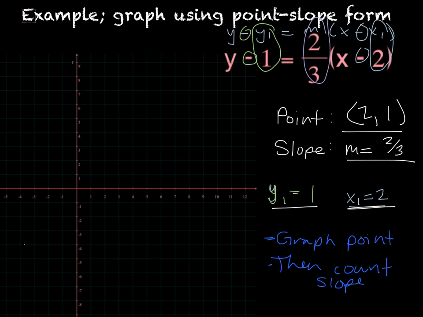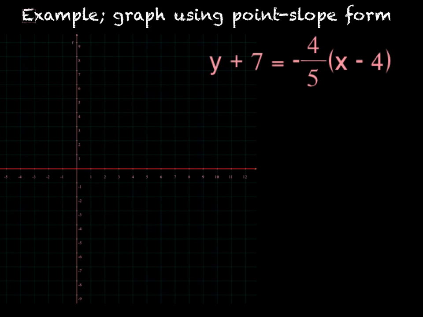Okay, so very similar to what we've done before. We graph our point, which is 2, and positive 1 goes up 1. And then we count our slope. What I mean by that is rise over run. So I'm going to go from that point up 2, rise 2, and run 3. So my other point is right there. And then I can connect those two points and draw a line through them. And that is your graph.